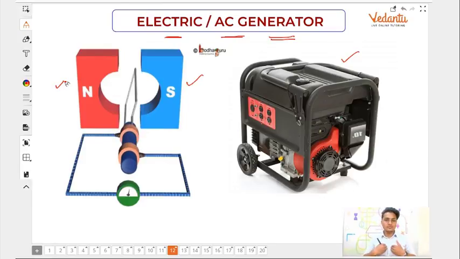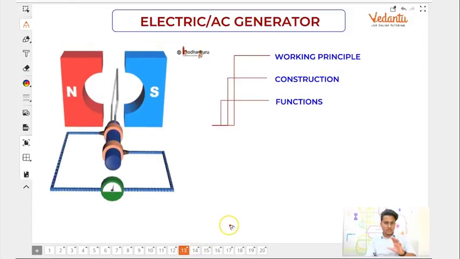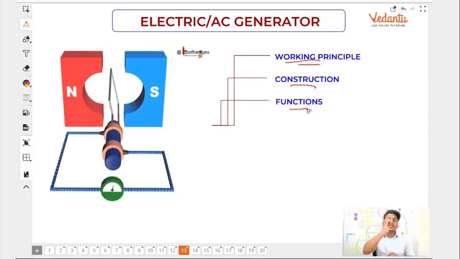Now the problem which CBSE 10th asks us is this basic stuff: tell us the basic working of this kind of AC generator. If I boil it down, they basically ask these three things. First, they will ask you what is the working principle of an AC generator. For the DC motor also it is the same; this particular part is the same for the DC motor and the AC generator. I'm telling this for both. For both cases, they will ask you what is the working principle, what is the construction, and what are the functions of each and everything.